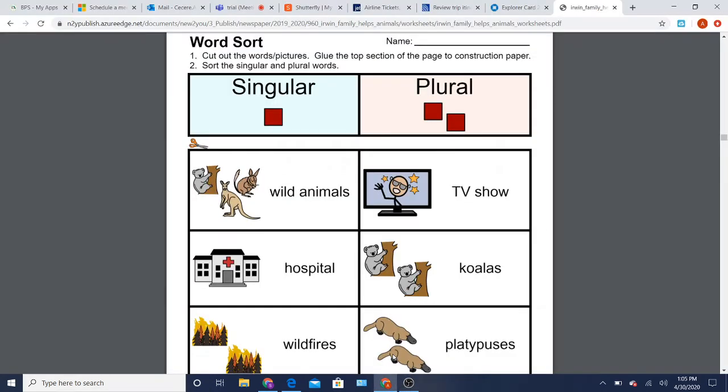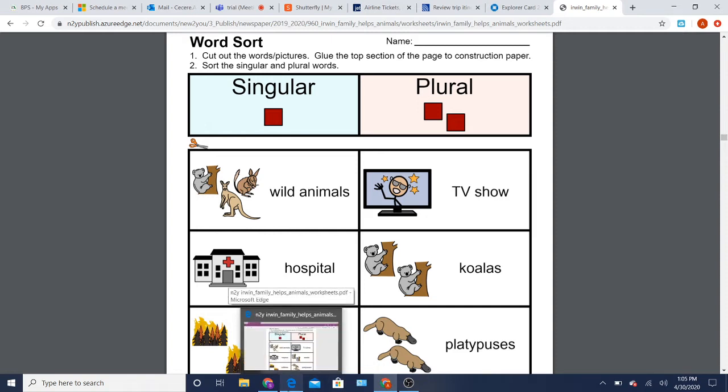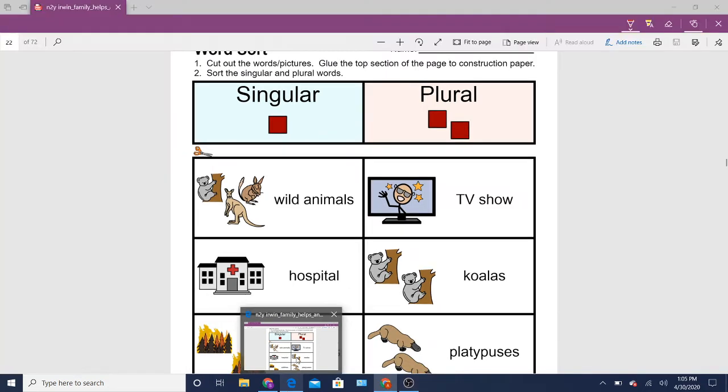Good morning, everyone. I wanted to do a video to go over some of our worksheets that we used to do in the classroom together, so that we remind ourselves of some of the things that we were learning.